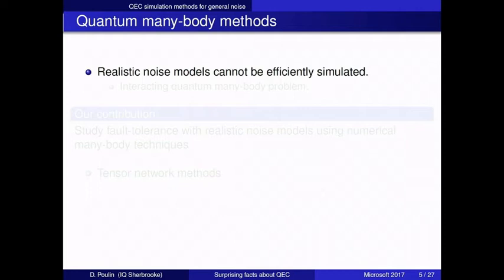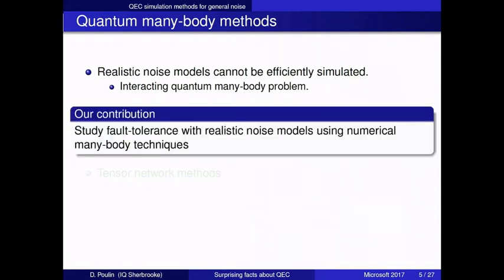So the summary is that if you want to simulate a fault-tolerant quantum computer with a realistic noise model, well, that's a hard problem. And in fact, it's just as hard as simulating a generic interacting many-body system. Okay? So our contribution has been to use numerical tools that were developed in the context of quantum many-body physics, condensed matter physics in particular, to study these fault-tolerant questions. So what tools? Well, we've been using tensor network methods.